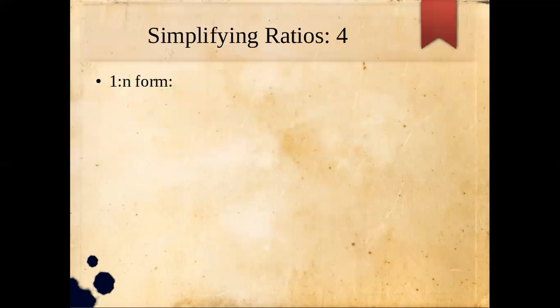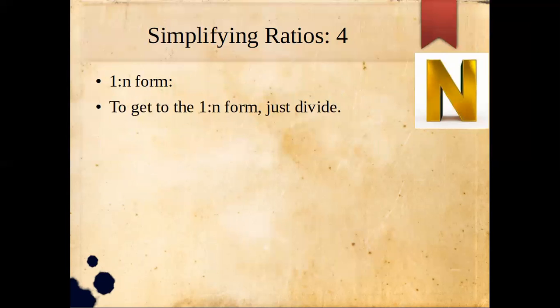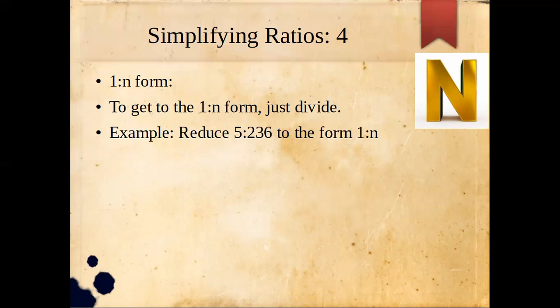So the final part we're looking at here is the 1 to n form. Okay, so this part can seem a little tricky, but it's actually quite easy. So all you have to do for this is divide. That's everything you have to do. So to get to the 1 to n form, just divide. So here's an example for you to make it make sense.